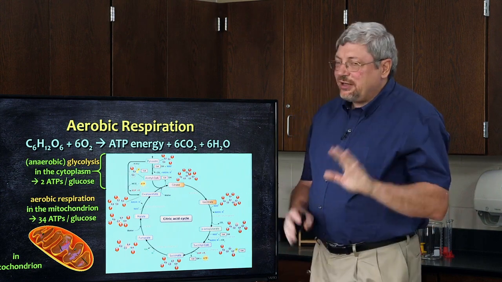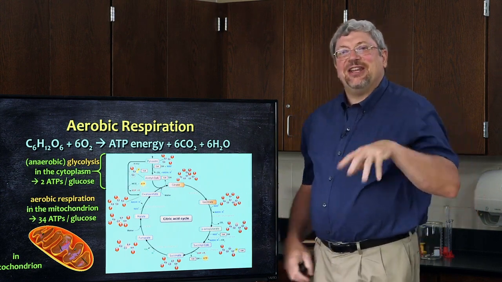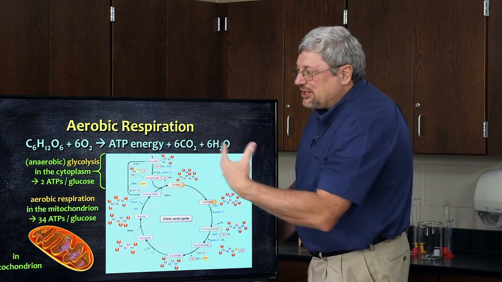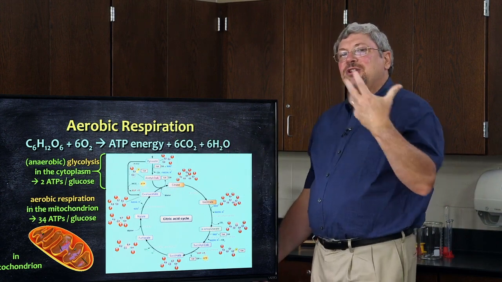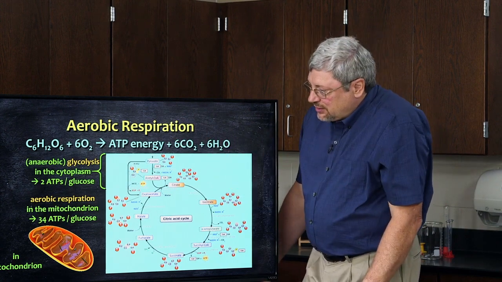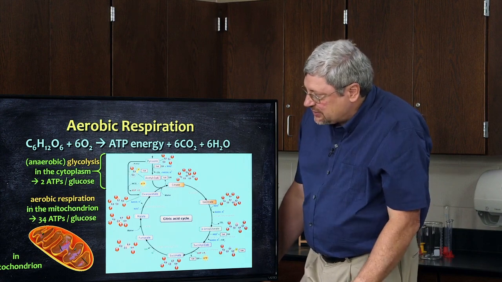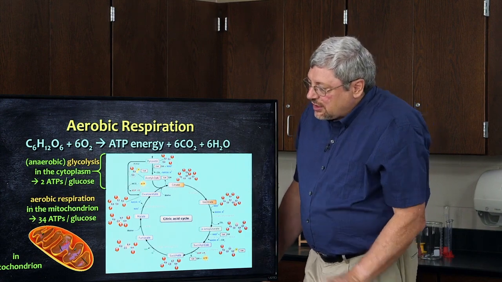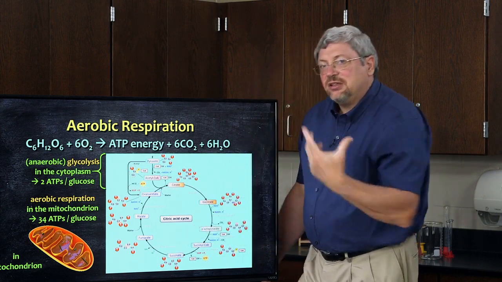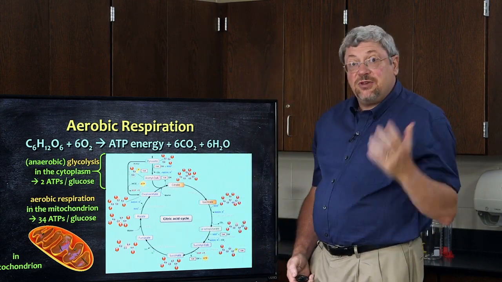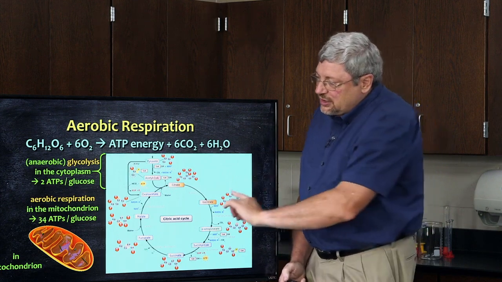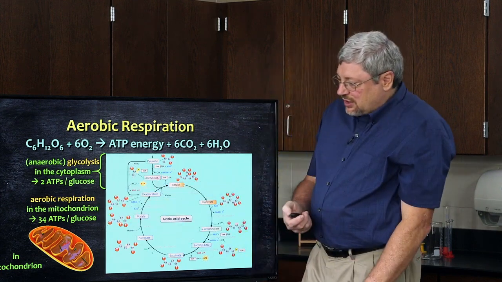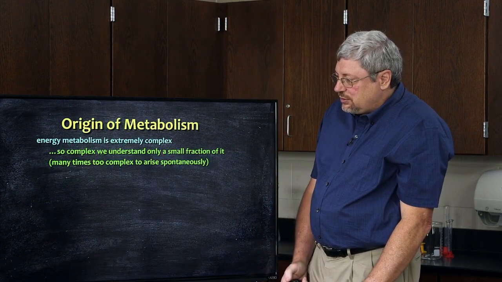And basically, I'm not going to go into any more detail than that, other than to show you there's a similarity between aerobic respiration and plant photosynthesis that is obviously designed in the major system. There is a cycle in the center of the system, and it's extremely complex, and it's very efficient at getting energy out of the glucose molecule.